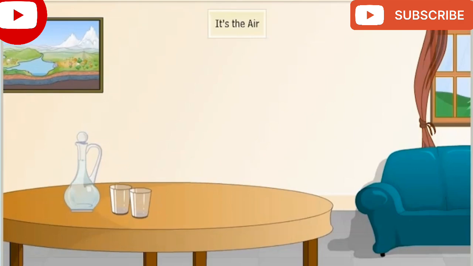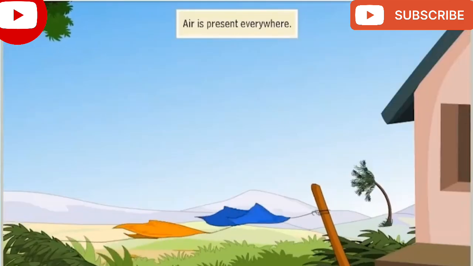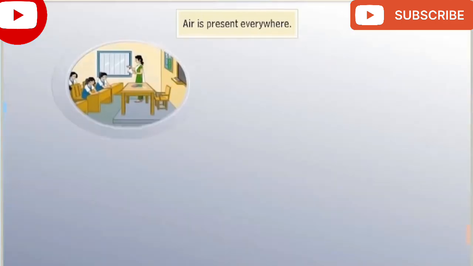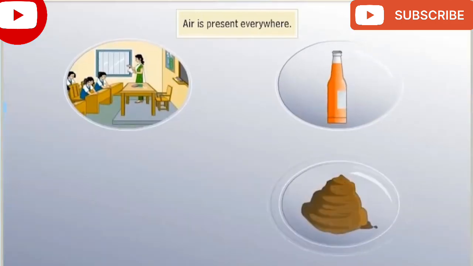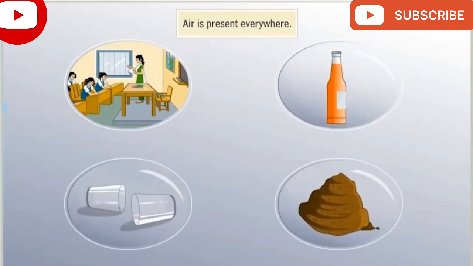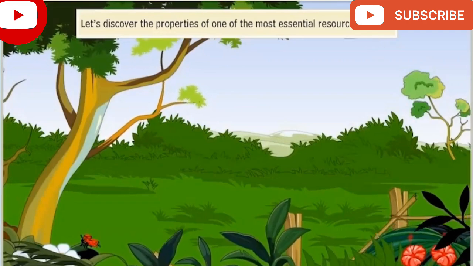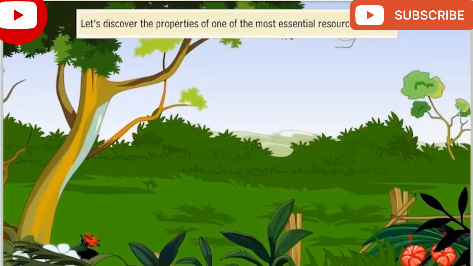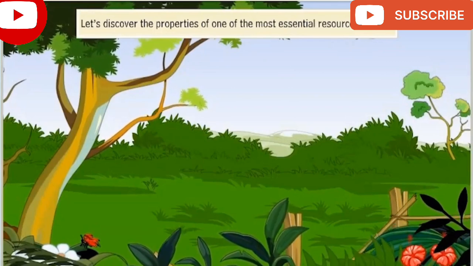Yes, it's the air. Air is present everywhere around you, in your classroom, in a bottle of juice, in a heap of sand, and even in an empty glass. Air is indeed very strange. Come, let's discover the properties of one of the most essential resources, the air.